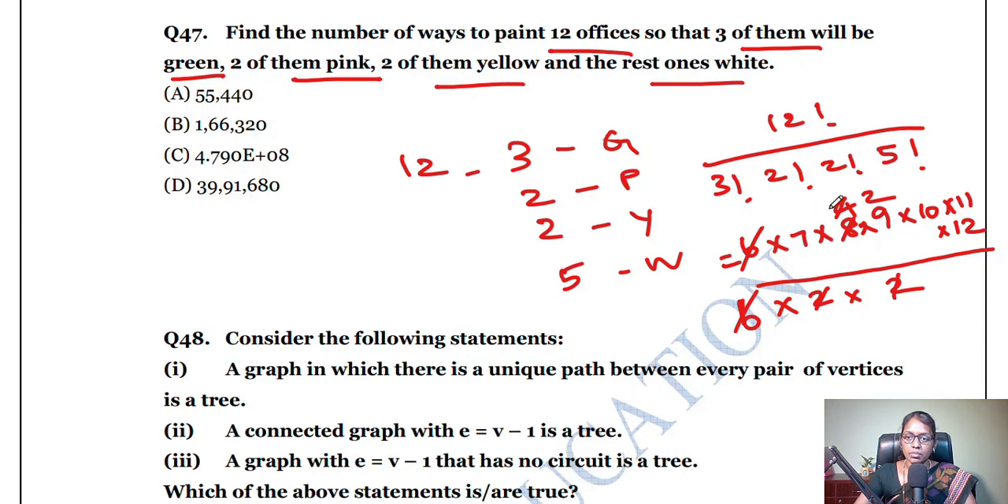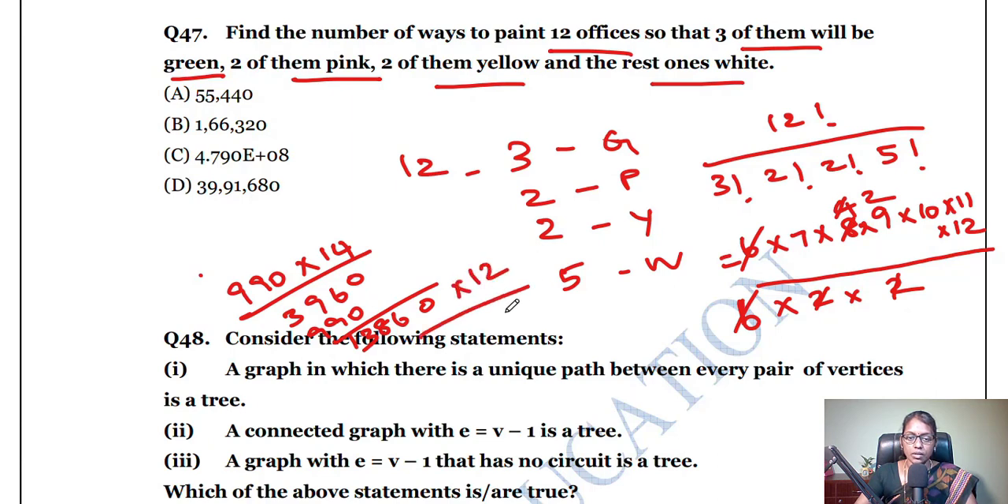If you multiply 7 by 2, so 14, then 90, 990, okay, 990 into 14, we get 13860. If you multiply again by 12, you will get 166320 as the answer. So option B is the correct answer.